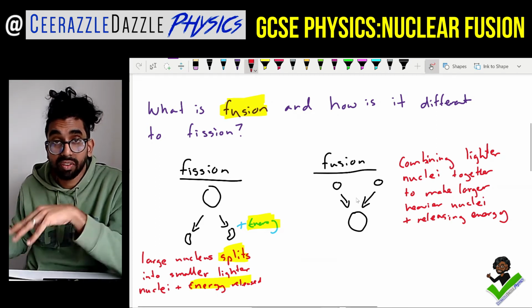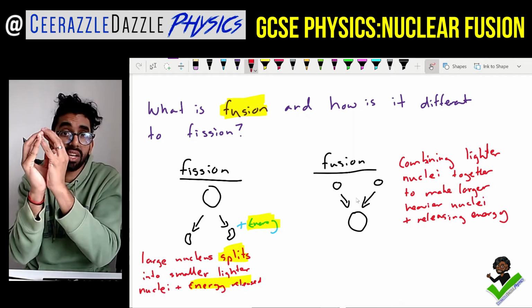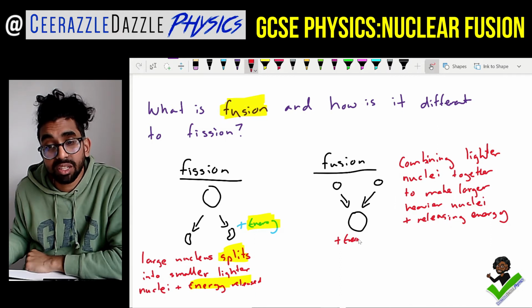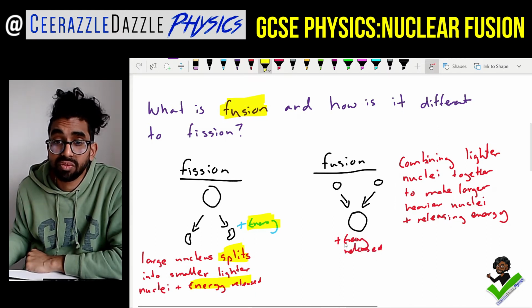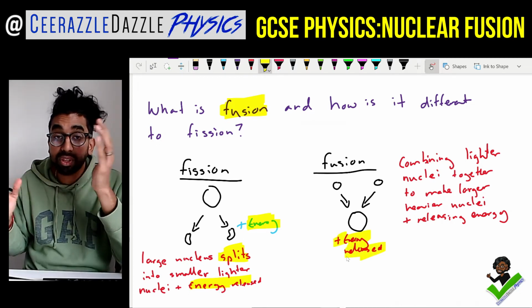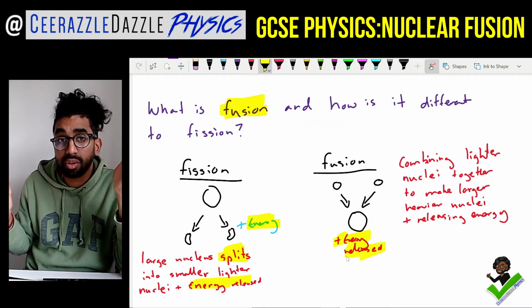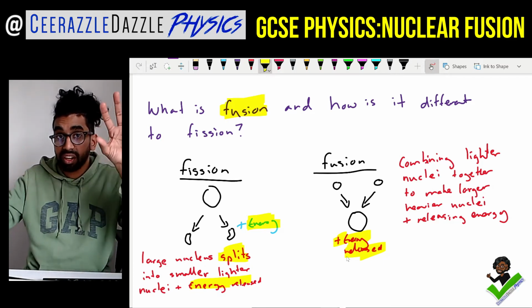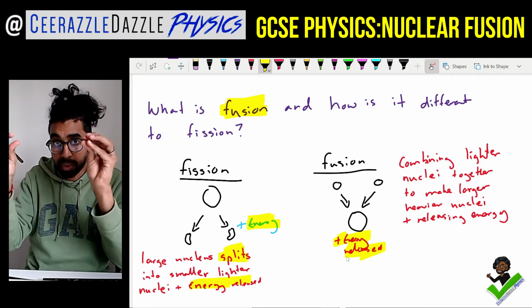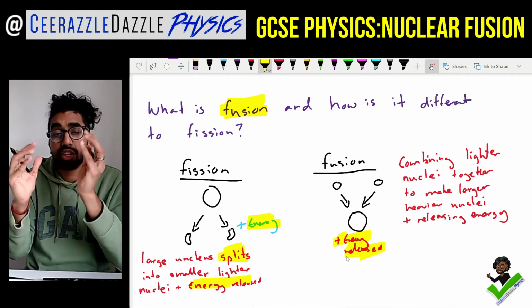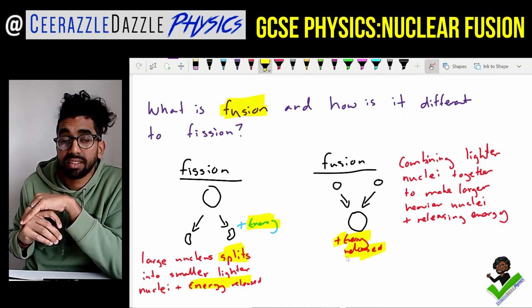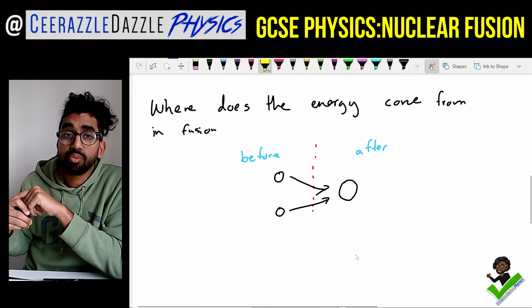So the lighter nuclei over here, we are going to combine them to make a larger nucleus over here, plus we get energy released in this process, guys. So it's kind of like the opposite of nuclear fission. In nuclear fission, you have the large nucleus which splits, releasing energy. In fusion, you have the lighter, smaller nuclei which are going to be fused together to make a larger nucleus, and energy is released in this process. Easy stuff.